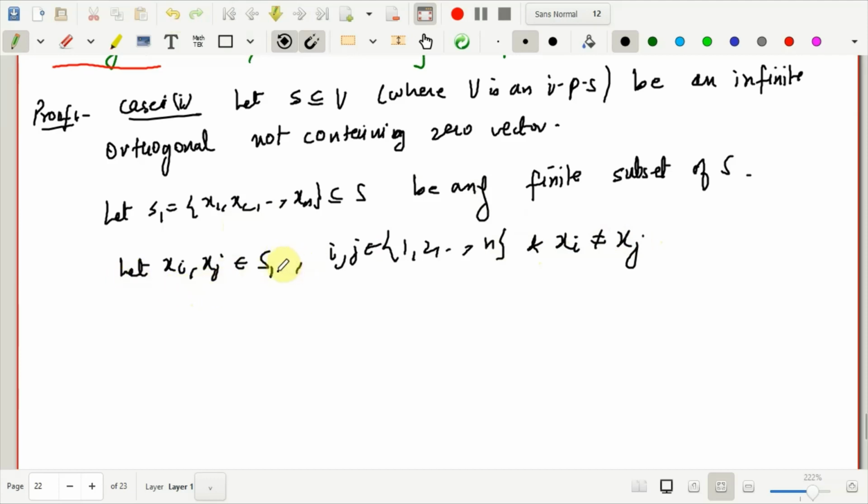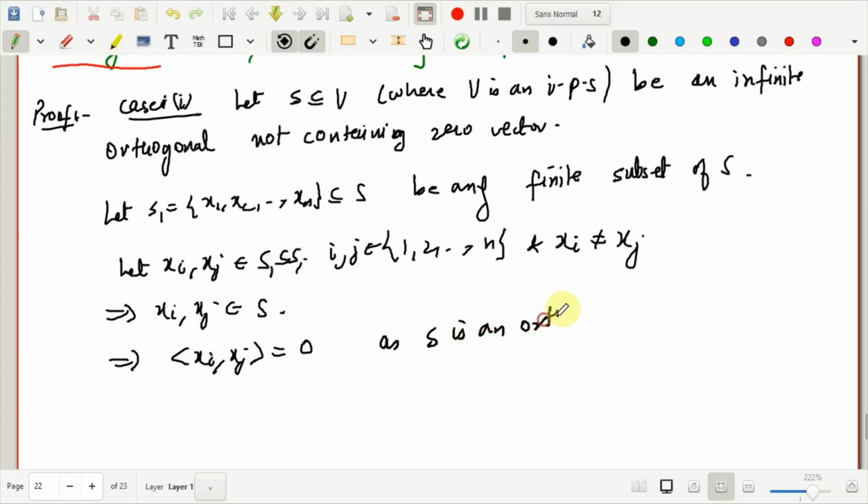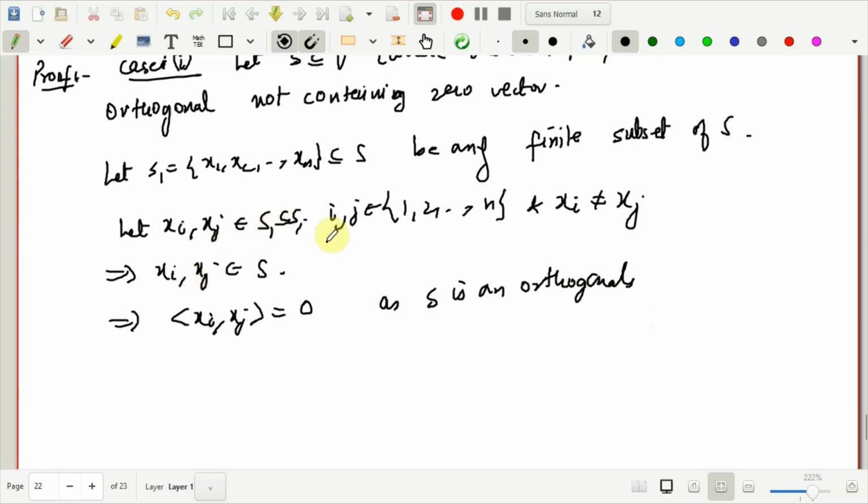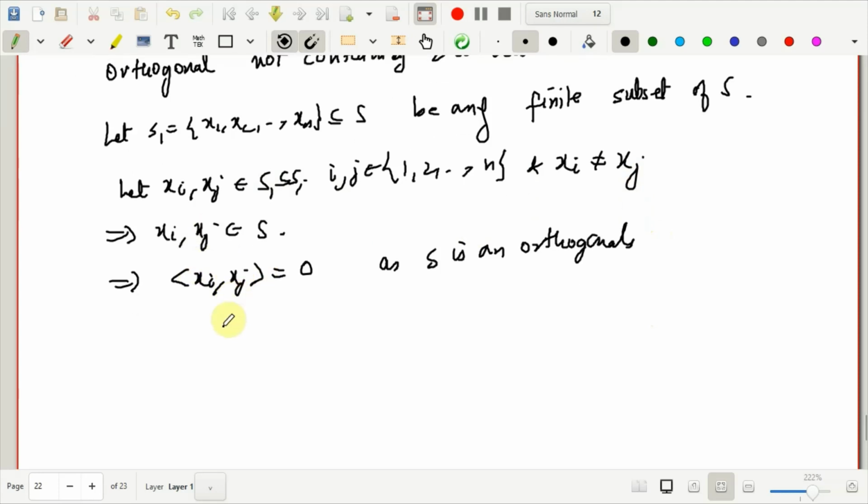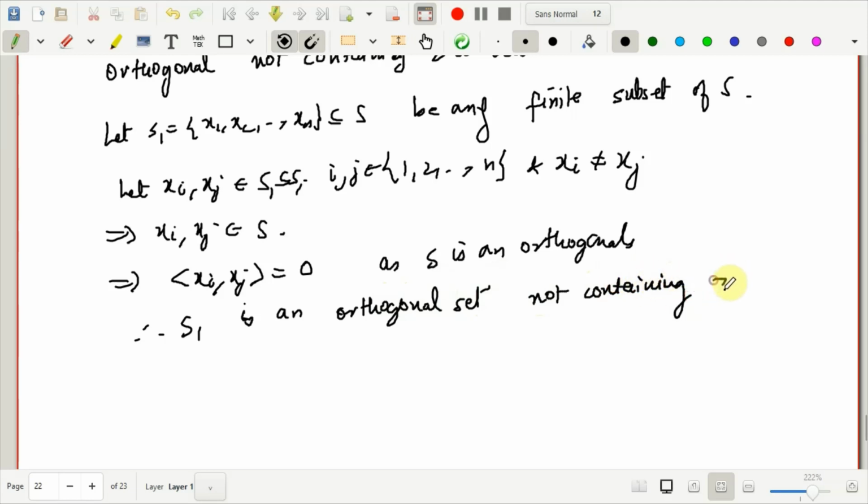Now since S1 is a subset of S, this xi, xj will also belong to S. And as S is an orthogonal set, the inner product of xi, xj will be equal to 0. These are arbitrary distinct elements I had chosen from S1, and I have shown that their inner product is equal to 0. Therefore S1 is an orthogonal set not containing the zero vector.